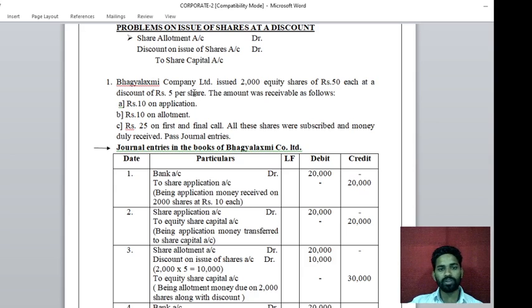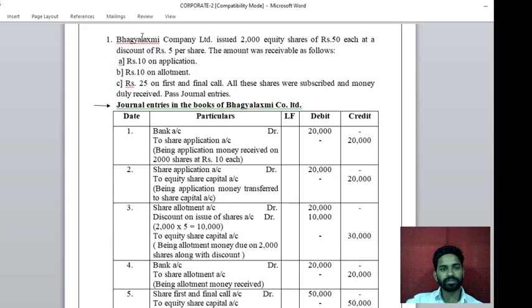I hope you will understand. We will see one problem. Just see, Bhagyalakshmi Company Limited issued 2,000 equity shares of rupees 50 each at a discount of rupees 5 per share. The amount was receivable as follows.